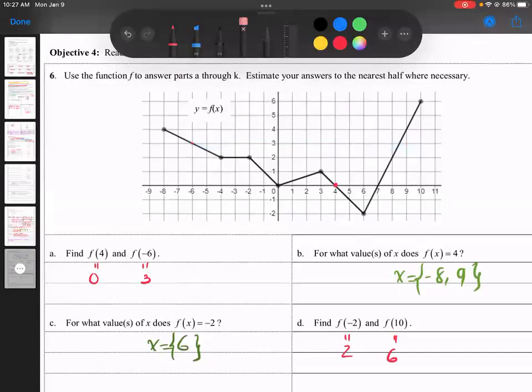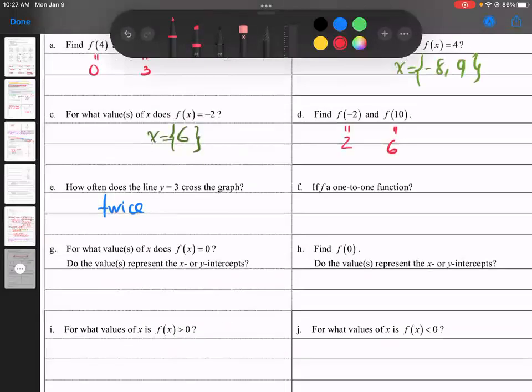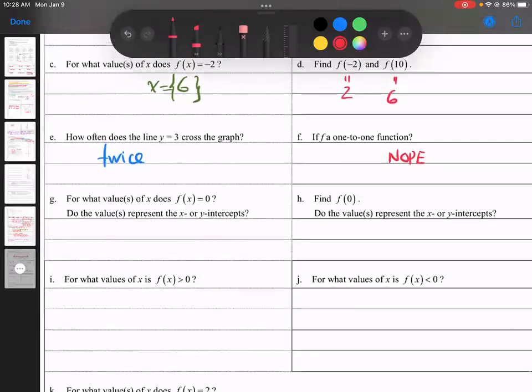Is it a one-to-one function? No, right? Because if you grab it right there, it crosses at -2 and -2 again, so it's crossed in more than one point. So nope. Almost there. Well, no, we will continue next time.